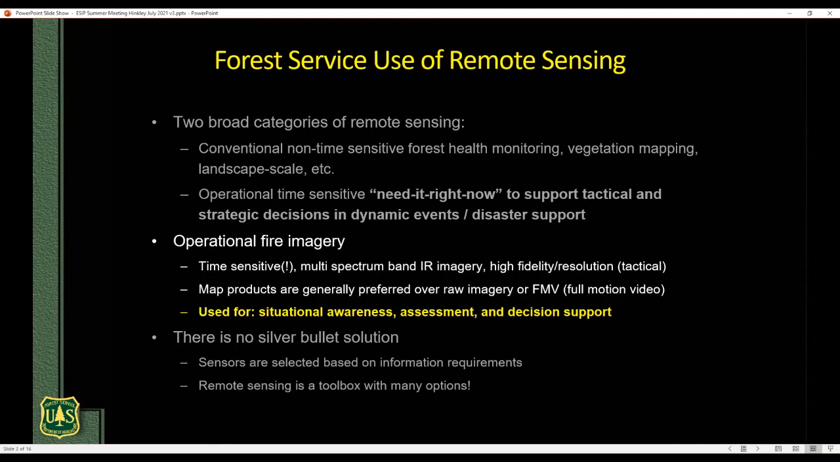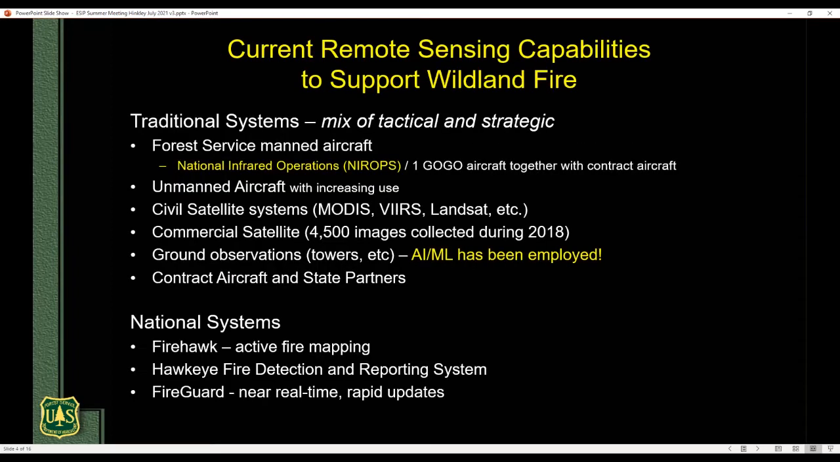We use multispectral band thermal imagery or infrared imagery with pretty high fidelity and resolution for the tactical applications. We also use full motion video. That's less preferred by me. And all of this remote sensing thermal imagery is used for situational awareness, assessment, and decision support. And as I note there, there's no silver bullet solution. It's a toolbox. We use the best tools that we can employ.